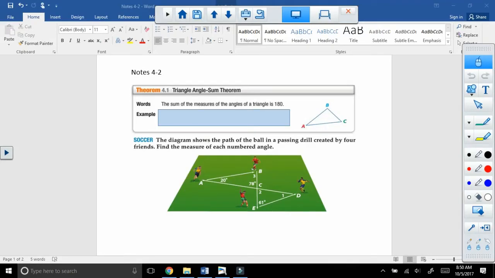Here we go with 4-2 notes, again in front of a live studio audience with first hour geometry class.